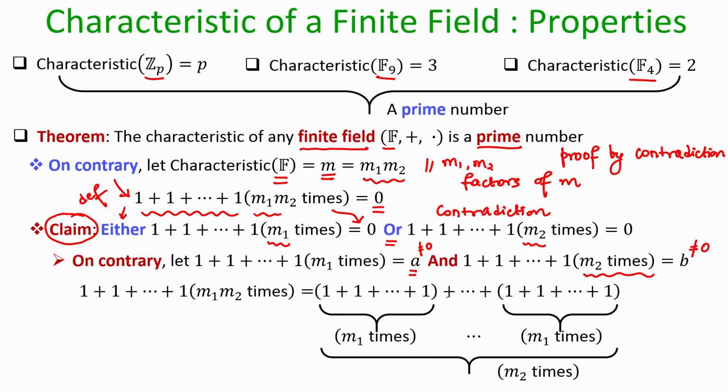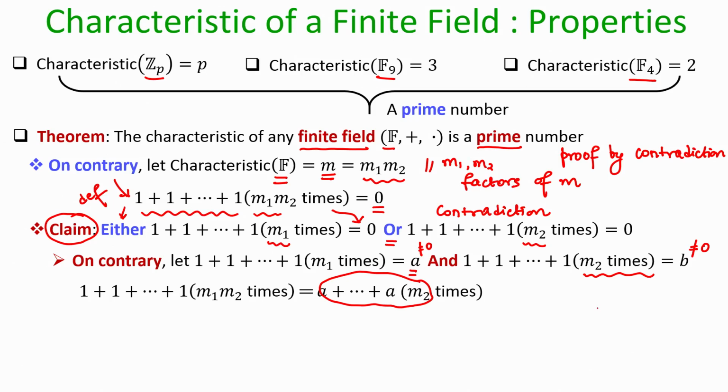Now, as per my assumption, 1 added to itself m1 times will give me a non-zero value A, right. In the same way, the next block, or the next operation, of element 1 added to itself m1 times will give me again element A, and in the same way the last operation of performing the addition over the element 1 m1 times will also give me the element A. So, what I can say is that the result of adding 1 to itself m1 m2 times is equivalent to adding this non-zero element A to itself m2 times.